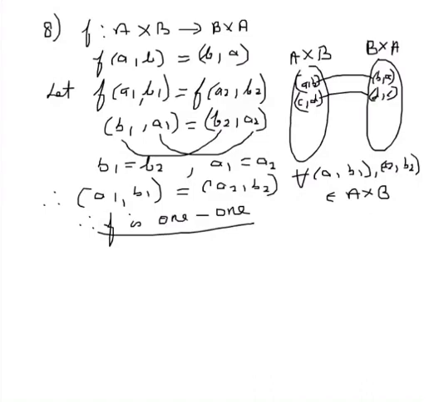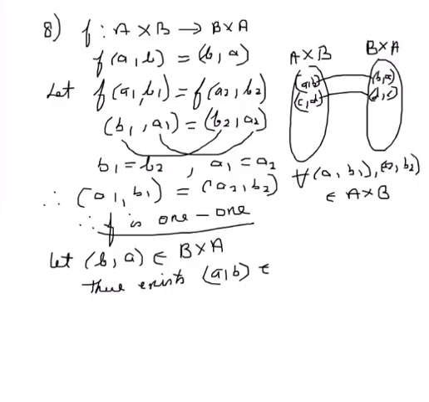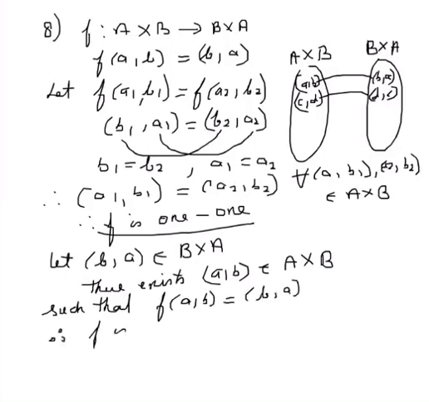Now we have to check whether it is onto or not. Let (b, a) belong to B cross A. So for any element (b, a) belonging to B cross A, there exists (a, b) belonging to A cross B. Definitely if (b, a) is in B cross A, (a, b) will be in A cross B, such that f of (a, b) is equal to (b, a). Therefore, I can say that f is onto.